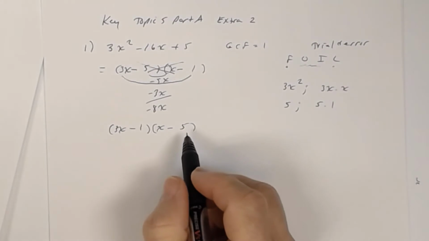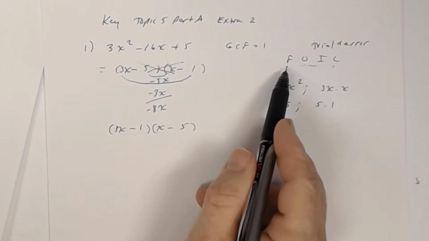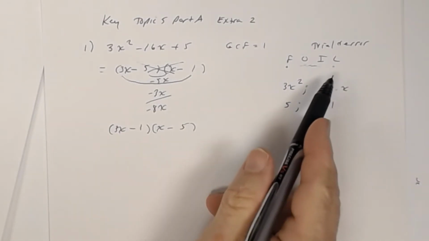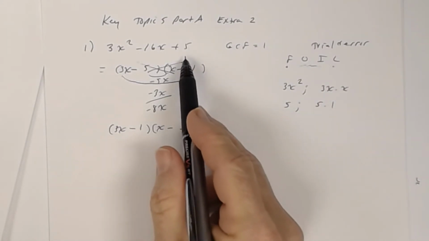All right, now let's go back and check. 3x times x is 3x squared, so my first terms look okay. My last term, let's go to the last term. The last term of each binomial, a negative 1 times a negative 5 is a positive 5, so that's good.